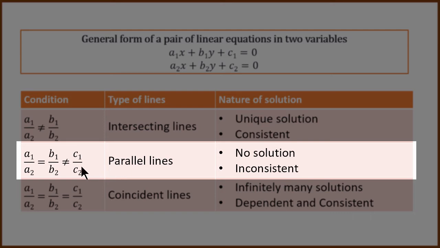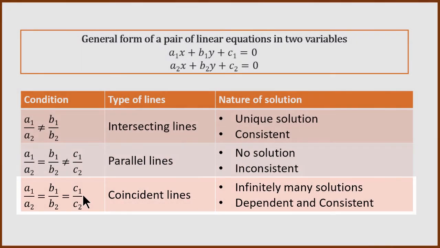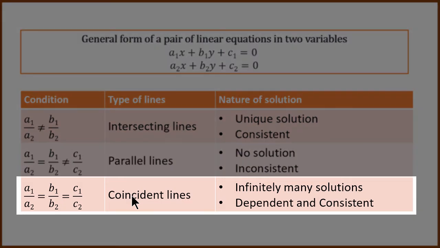What if all three are equal? Then you have this situation where they're coincident lines. What does that mean? That means if you draw on a graph, they both look one on top of each other. That's what coincident lines mean. And because a line is made of many, many points, we have infinitely many solutions because they're literally one on top of each other.